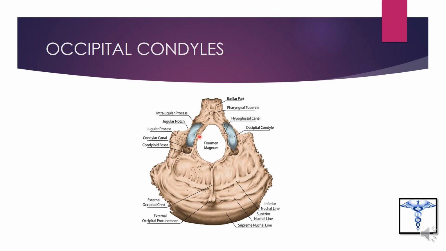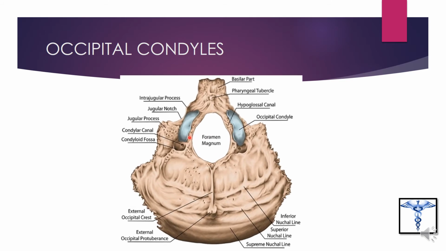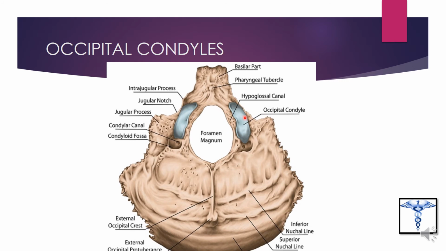Now here you can see this is the occipital condyle, right? This is the jugular notch, and this is called the condylar canal. This is the condylar fossa. So this all is the condylar portion of the occipital bone, right? This is the external occipital crest.